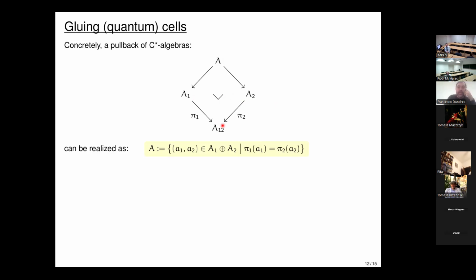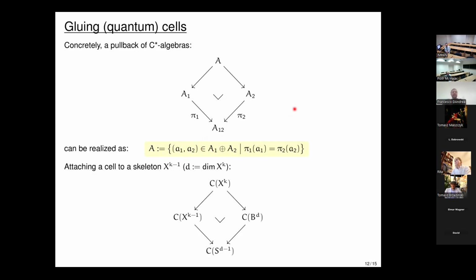A12. Concretely, pullback means that this diagram should have some universal property, but for C-star algebras you can take the next one as a definition. It's not really a definition of pullback, but up to isomorphism you can imagine that A is given by the set of pairs (a1, a2) in the direct sum A1 ⊕ A2, such that these two elements have the same image in A12. So this is concretely our gluing, our quantum space obtained by gluing A1 and A2.